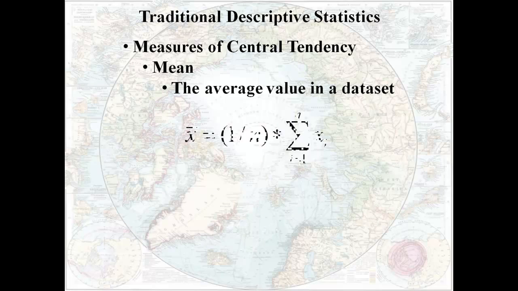The mean is the average value. Here's the equation. You add up all the values and you divide it by the number of values. That gives you the mean. So those are the three measures of central tendency. And in a normal distribution, the mean, the median, and the mode are all going to line right up in the middle of the distribution.